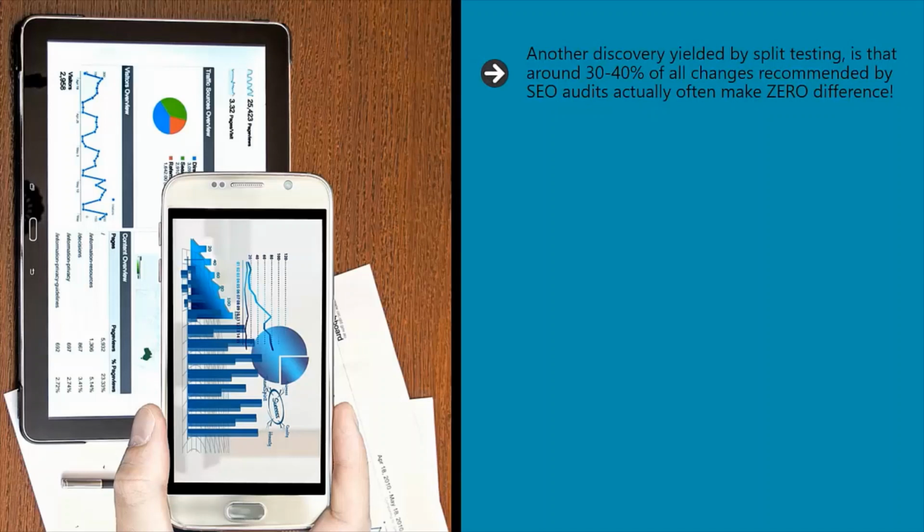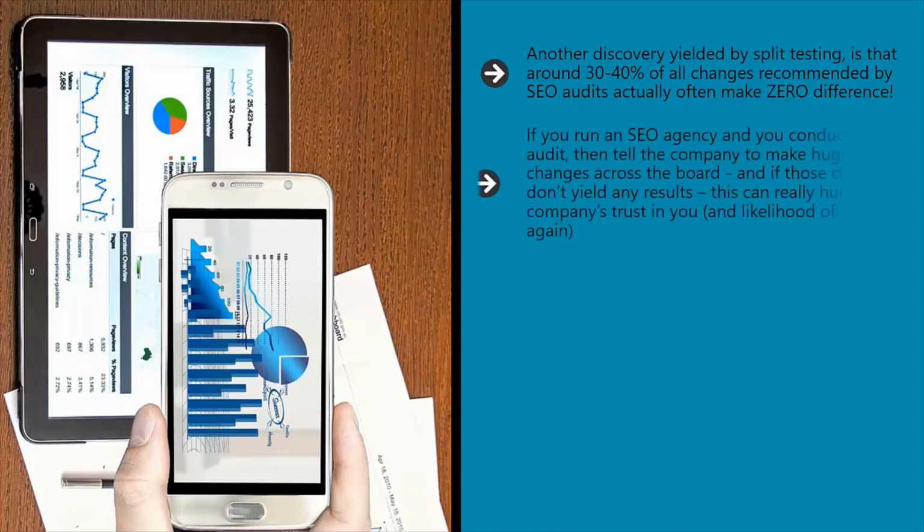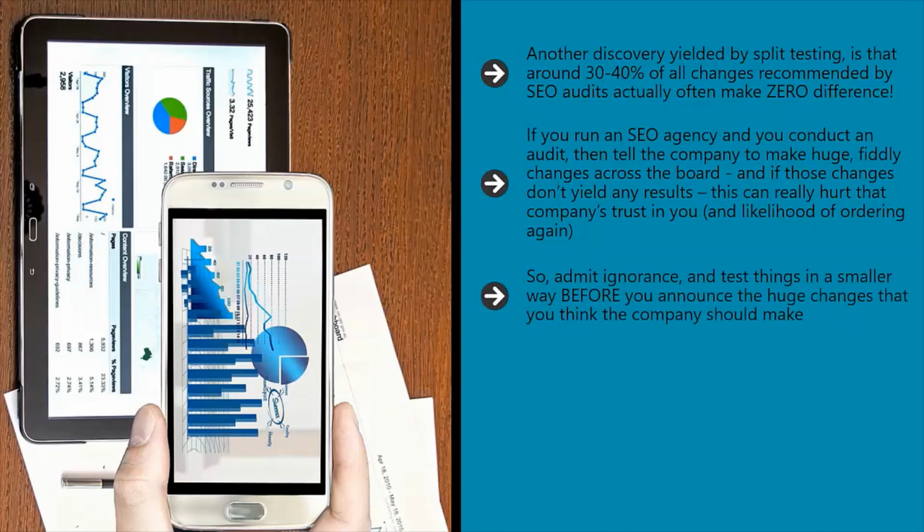Another discovery yielded by split testing is that around 30 to 40% of all changes recommended by SEO audits actually often make zero difference. Once again, this shows us that what works in theory or on paper doesn't necessarily hold up in the real world. And it shows us the value once more of conducting real split tests. If you run an SEO agency and you conduct an audit, then tell the company to make huge, fiddly changes across the board, and if those changes don't yield any results, this can really hurt that company's trust in you and likelihood of ordering again. So, admit ignorance and test things in a smaller way before you announce the huge changes that you think the company should make.